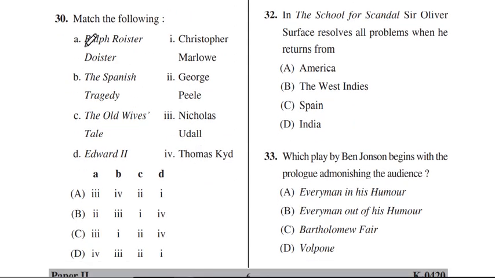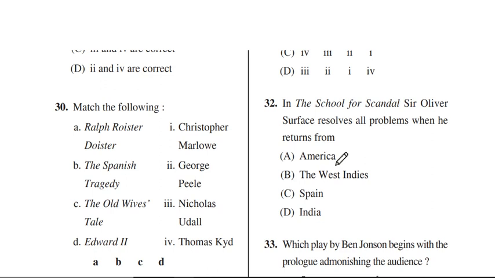Next, 30th question. Match the following. Here, Ralph Roister Doister, The Spanish Tragedy, The Old Wives' Tale, Edward II. And here, Christopher Marlowe, George Peele, Nicholas Udall, Thomas Kyd, they have given. And we have to match them. And the correct answer is option A. That means Ralph Roister Doister, it is Nicholas Udall. The Spanish Tragedy, Thomas Kyd. The Old Wives' Tale, George Peele. Edward II, Christopher Marlowe.